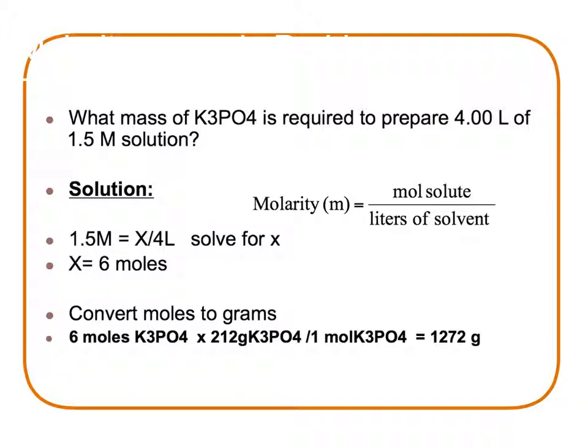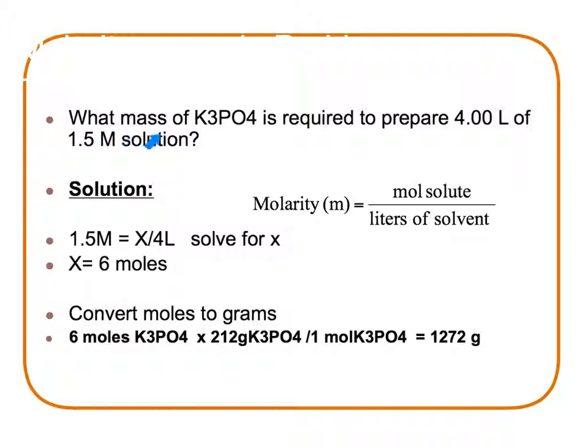In this problem, we are asked to find the mass of potassium phosphate required to prepare 4 liters of 1.5 molar solution. We will start with this equation right here. We know that our molarity is 1.5. We know that our liters are 4, and we are solving for moles. When we solve for moles, we end up with 6 moles of potassium phosphate required.